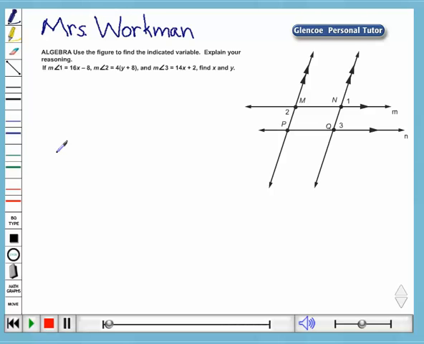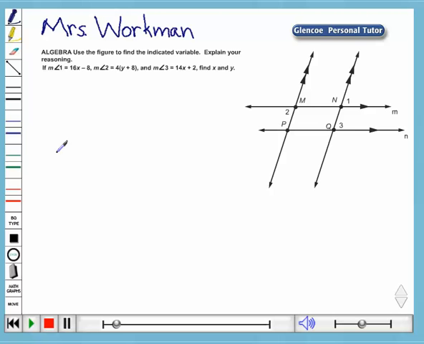Algebra. Use the figure to find the indicated variable. Explain your reasoning. If the measure of angle 1 equals 16x minus 8, the measure of angle 2 equals 4 times the quantity y plus 8, and the measure of angle 3 equals 14x plus 2, find x and y.